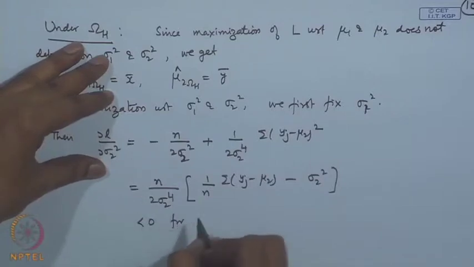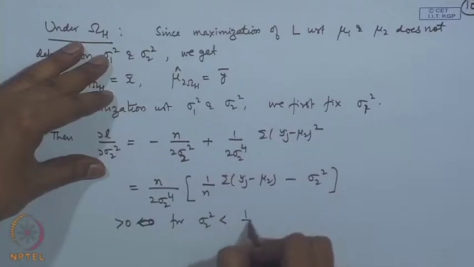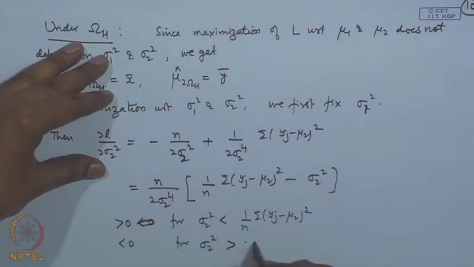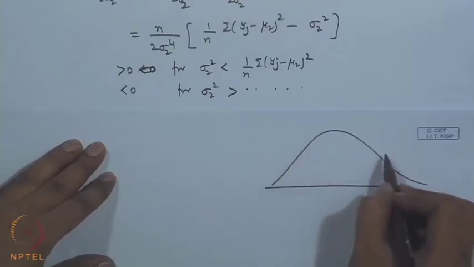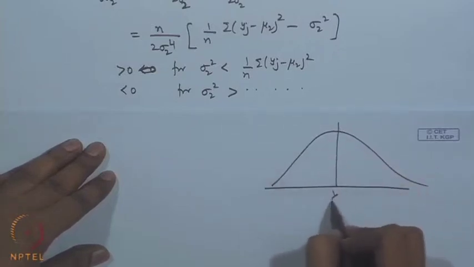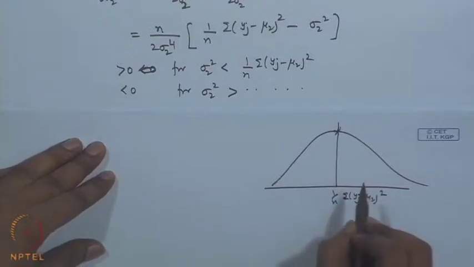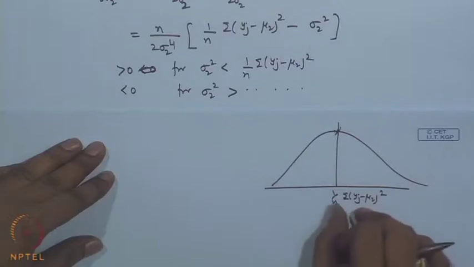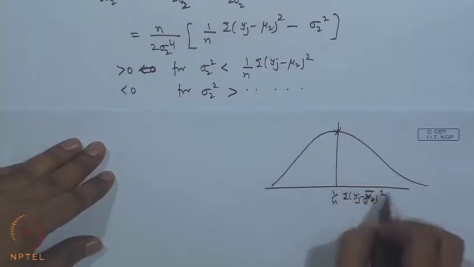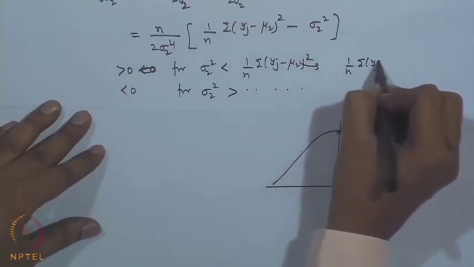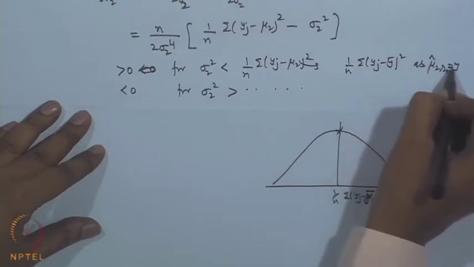So, this is greater than 0 for sigma 2 square less than 1 by n sigma y j minus mu 2 square, and it is less than 0 for sigma 2 square greater than this number. So, the behavior of the likelihood function with respect to sigma 2 square, that means, if I consider the plotting of the likelihood function with respect to sigma 2 square, then at the point 1 by n sigma y j minus mu 2 square, this is the maximization point. Now, this quantity occurs at y bar, because I have substituted mu 2 head omega h equal to y bar.